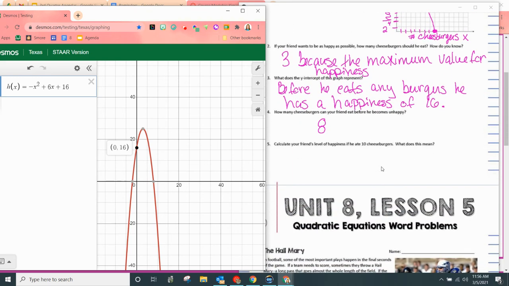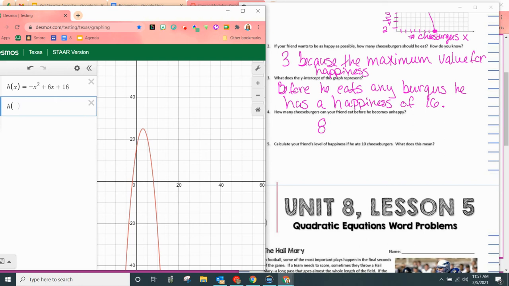Calculate your friend's level of happiness if he ate 10 cheeseburgers. What does this mean? Well, there's 2 ways to do this. So remember, X is the number of cheeseburgers. So we could try to trace this curve and try to get to 10, but sometimes it's really hard to get right on 10 in Desmos. I'm going 9.96 and I try to go to 10 and it jumps, but it's somewhere in there.